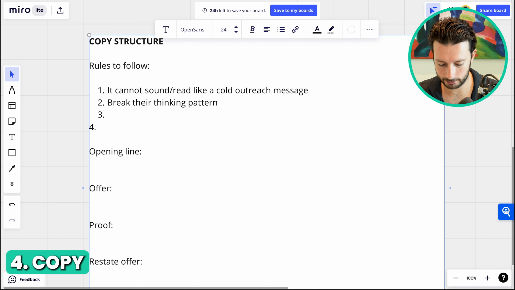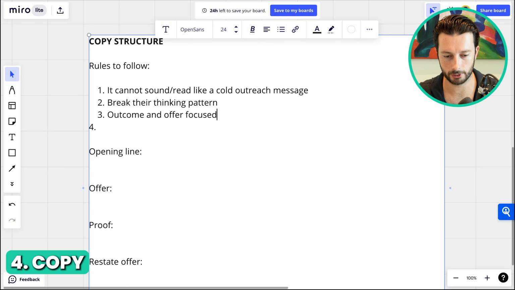And then the next thing is it needs to be outcome and offer focused. We want to pique their curiosity, and then we want to give them the offer as quickly as possible. The idea being is that we just want them to consume the offer, and the offer is going to be good enough to do a lot of the heavy lifting for us. We could improve our copy by 10 times, or we could improve our offer just by a small margin, and you'd get the same outcome. The offer is the important thing here, not all the copy. The copy's job is to get the offer consumed.